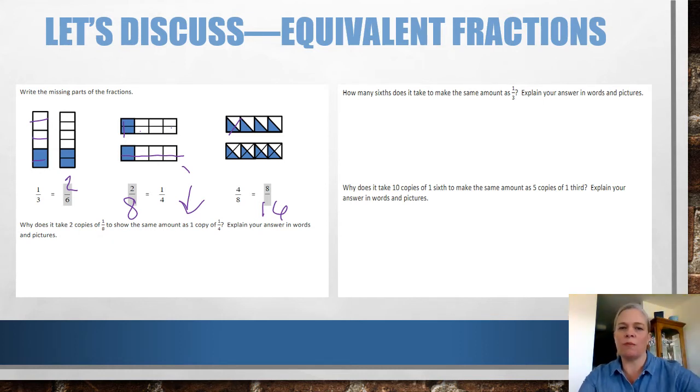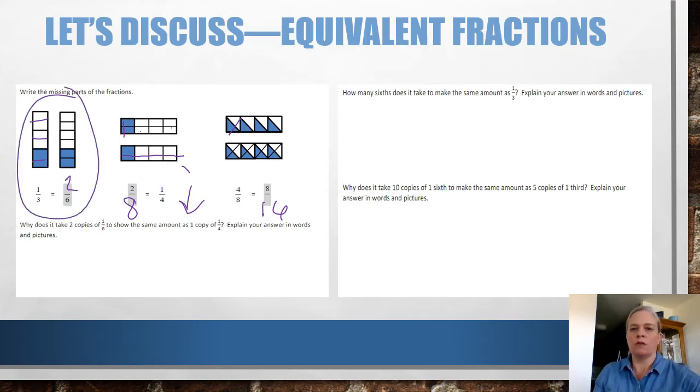This next question says, how many sixths does it take to make the same amount as 1/3? So this is the first set of diagrams here. We just did that, and it's very similar to what we were just talking about. So 2 sixths are needed because sixths are twice as many as thirds. So you need twice as many. It's a very similar idea.